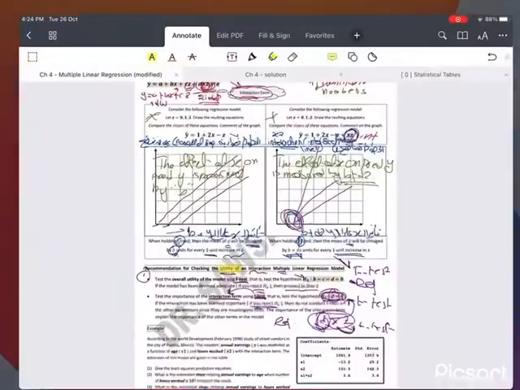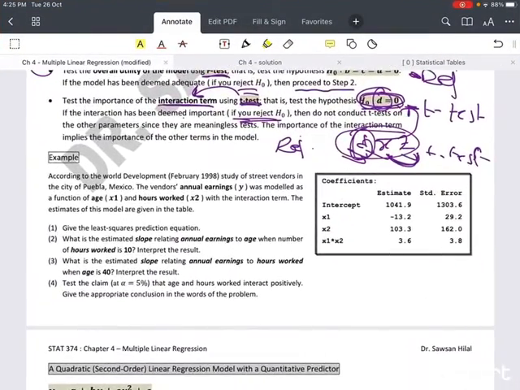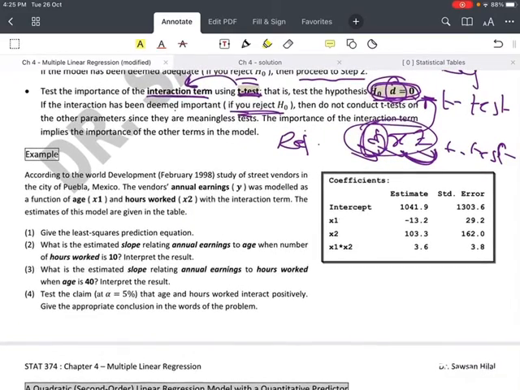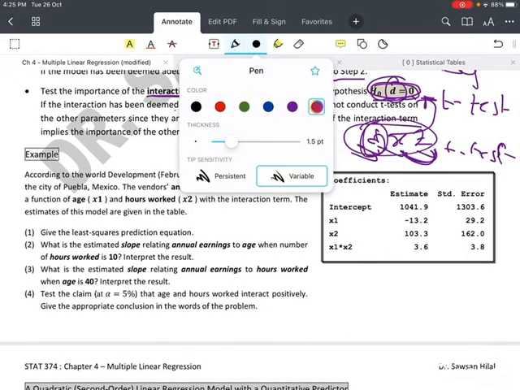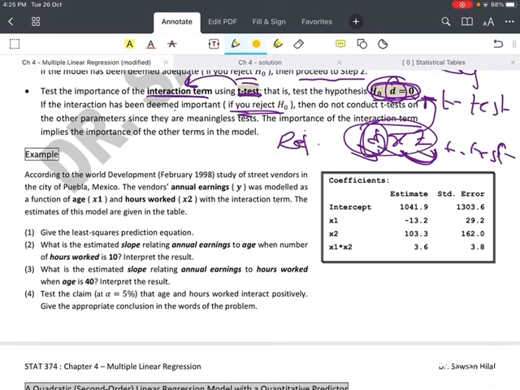Okay, we finished this, we will go for the example. According to the World Development, February, a study of street vendors in the city of Puebla, Mexico. The vendors' annual earning, they find here for me Y.